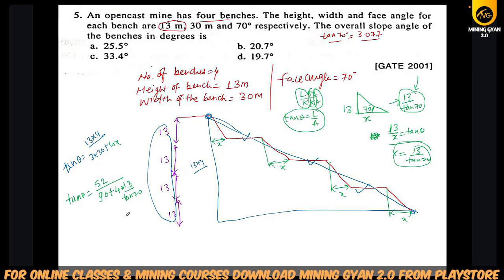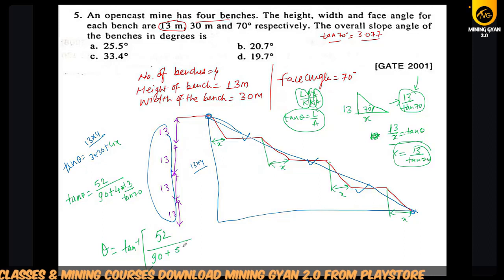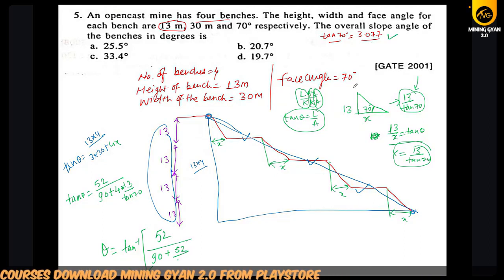So theta equals tan inverse of 52 divided by 90 plus 4 times 13 divided by tan 70. I have given the value of tan 70, which is approximately 3.077.